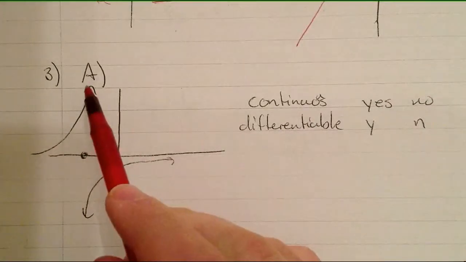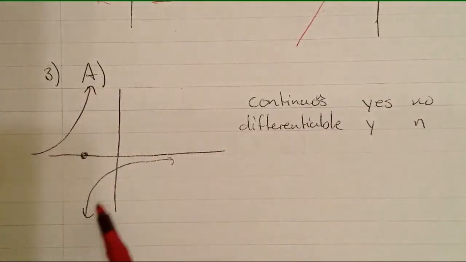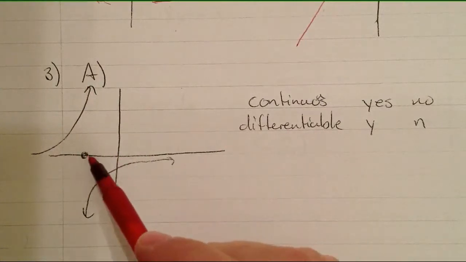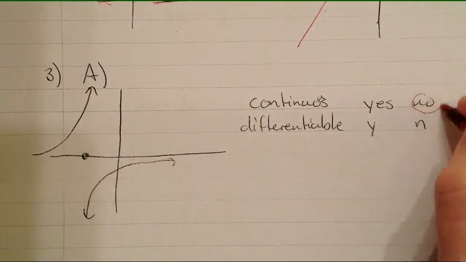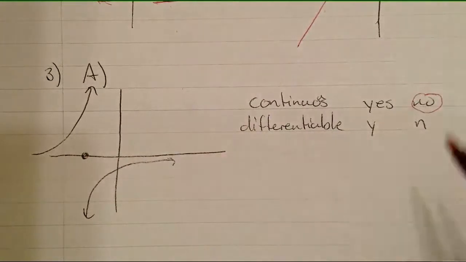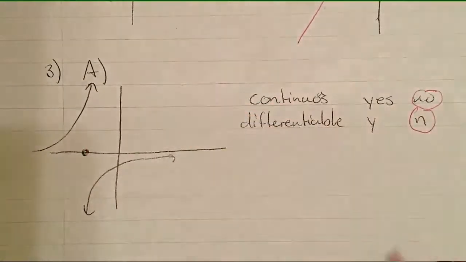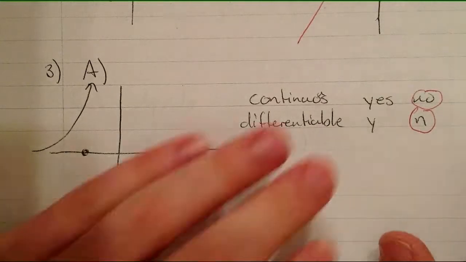This beast would be differentiable if this was just the original function, but because of this point here, it's not continuous, because you have to take your pencil off. And that means you cannot take the derivative at this point because your left side and your right side derivatives do not match. Okay?